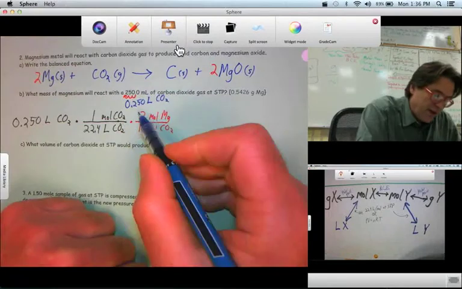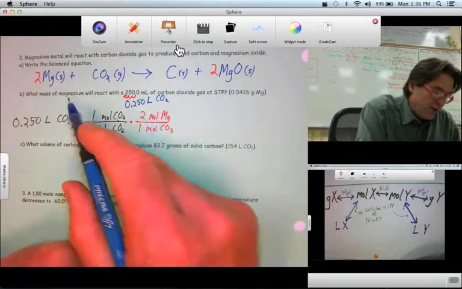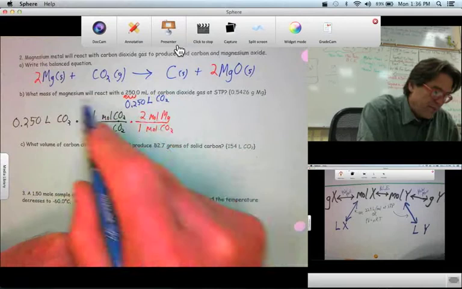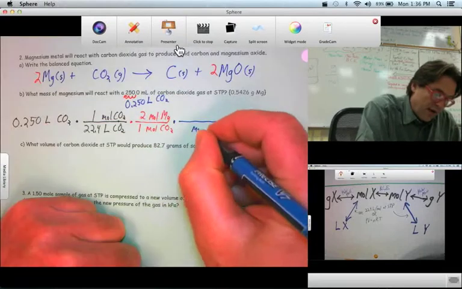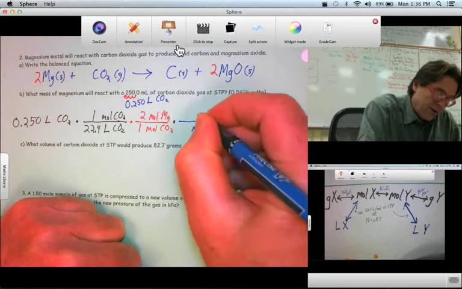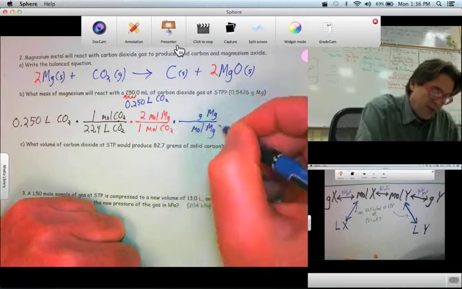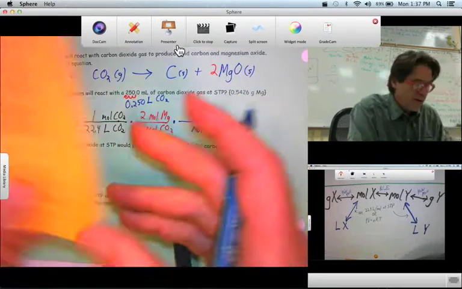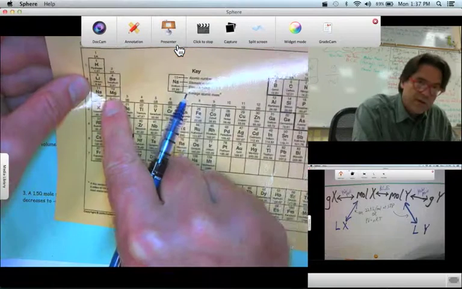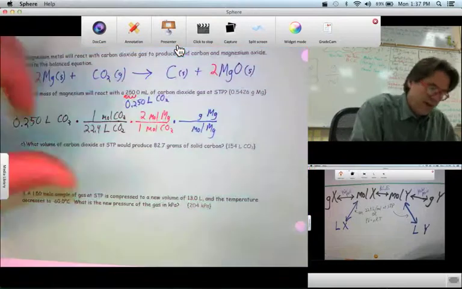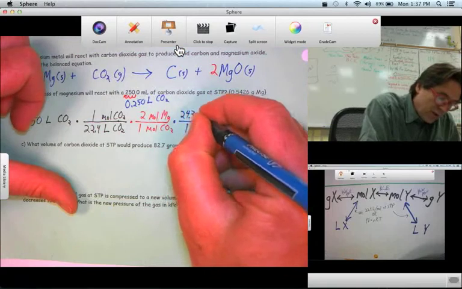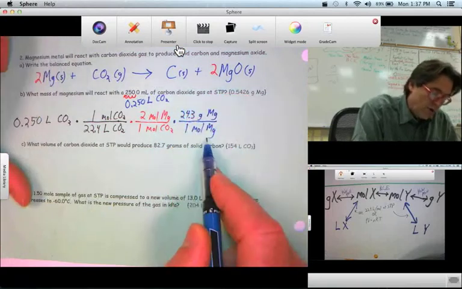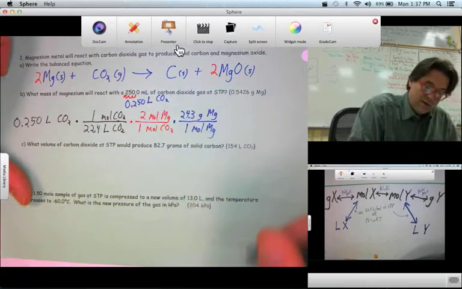Okay, of course we're not quite done because we don't want moles of magnesium. We want grams of magnesium. So we'll get out of moles of magnesium into grams of magnesium. And looking at our periodic table, we see magnesium 24.3 grams per mole. So 24.3 grams per mole. And that is the units we want.